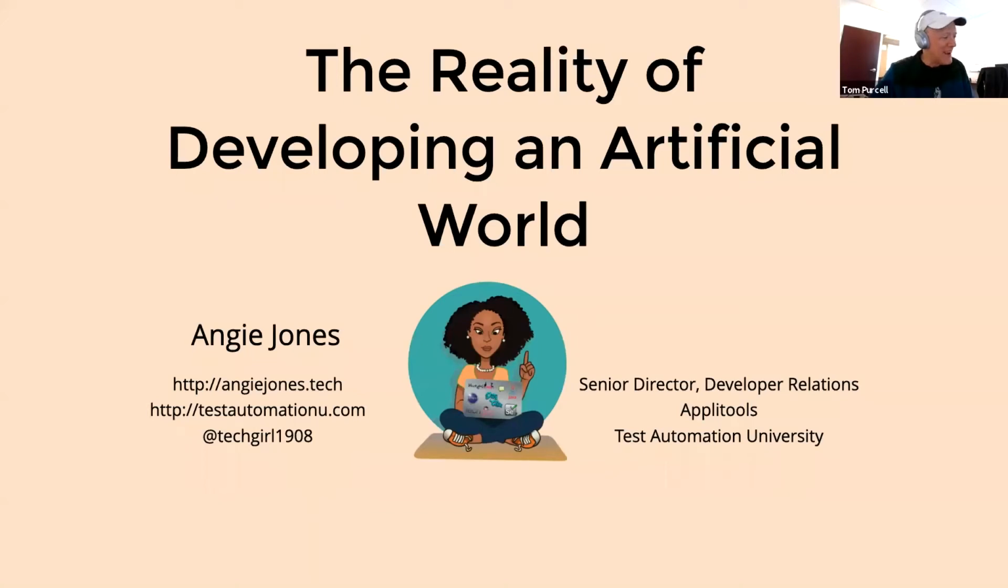Anyway, her talk today is titled QA for AI, the reality of developing an artificial world. So it looks like AI is just like us human developers. We're all impressed with ourselves until we run into the QA team. So with that, I'll hand it off to Angie. Thanks, Angie. All right.